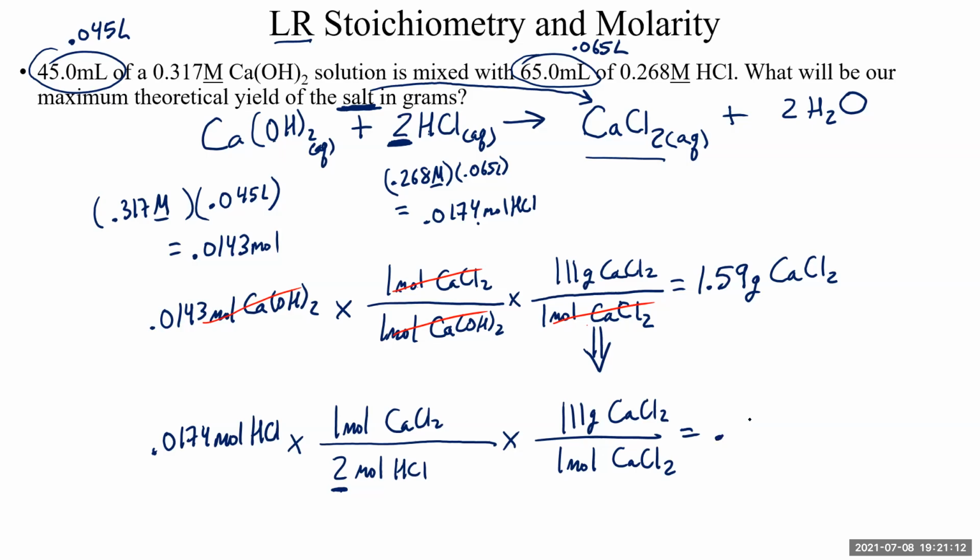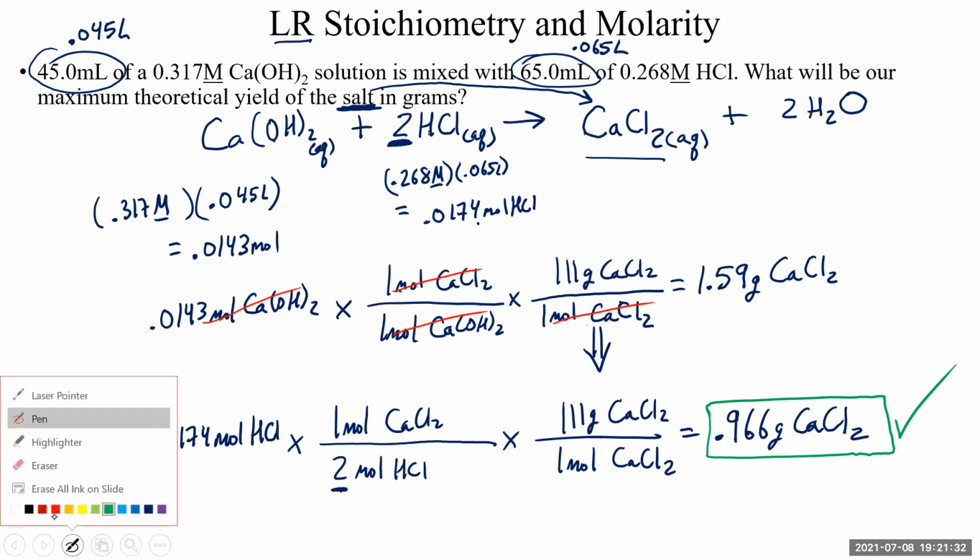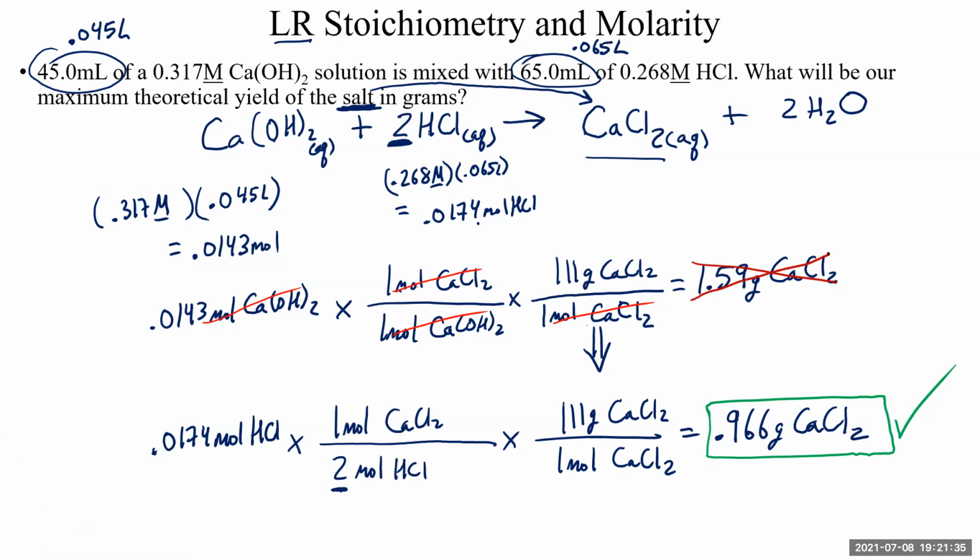0.966 grams of calcium chloride. So our final answer then is not going to be the 1.59. We reject the 1.59, and this is our answer. This is our maximum theoretical yield. That's the answer to our question. The other one is too big. We reject the larger answer. Reject the big number, accept the small number. It's like the opposite of negotiating. Well, unless you're the buyer.